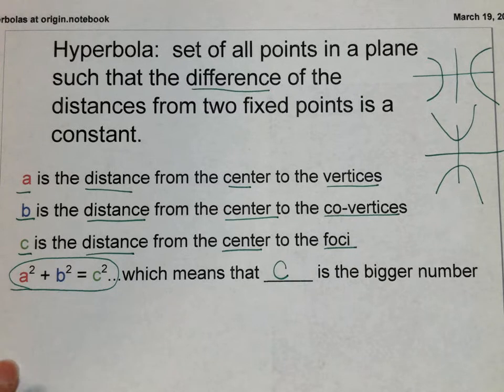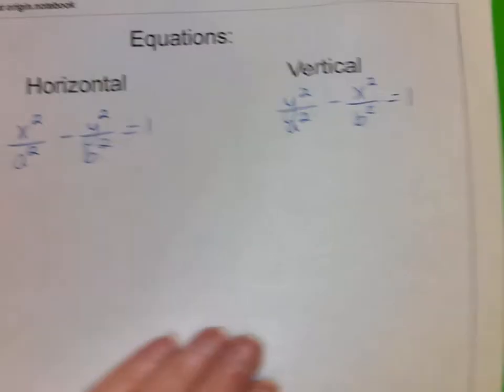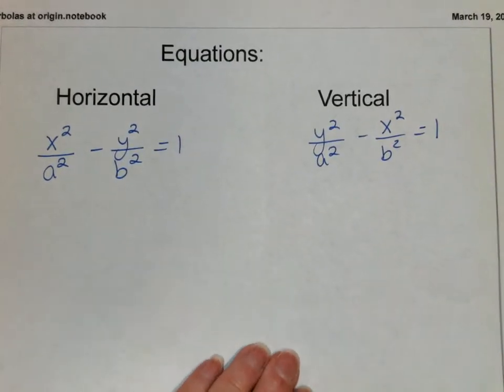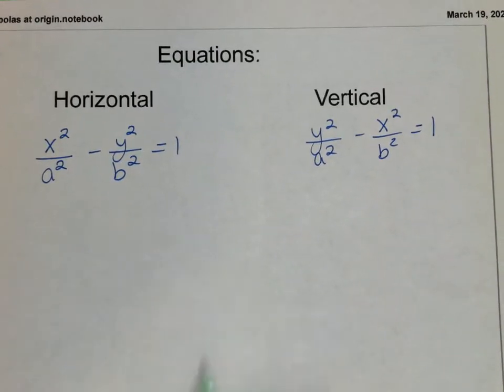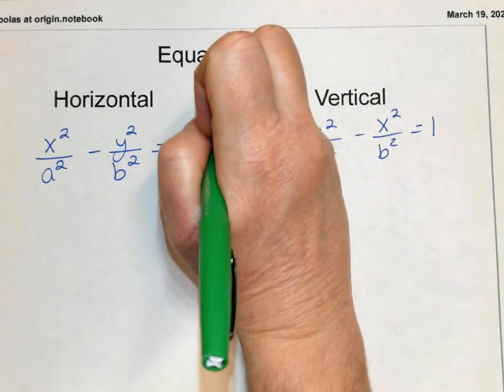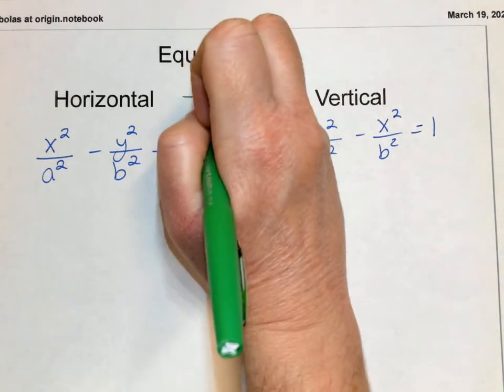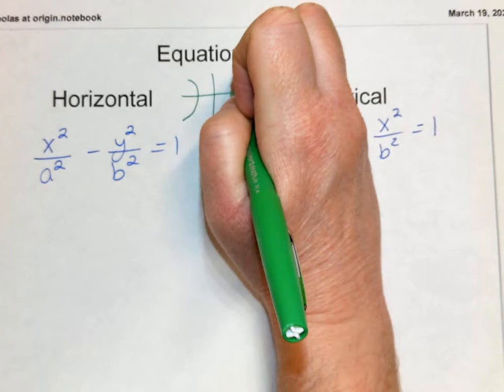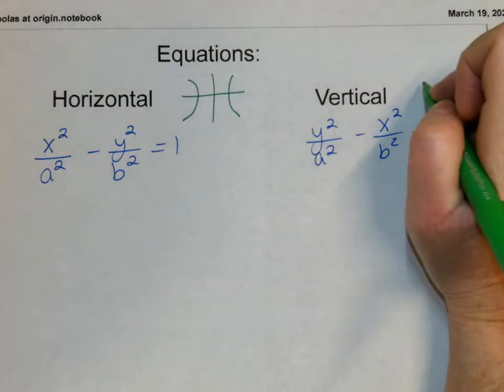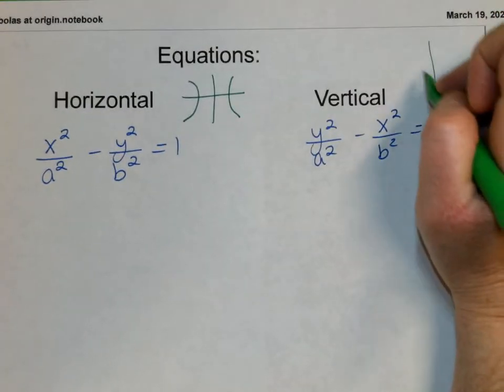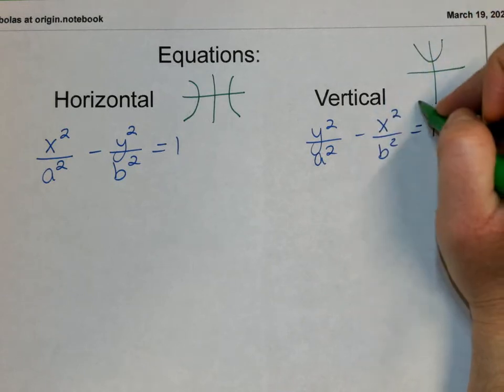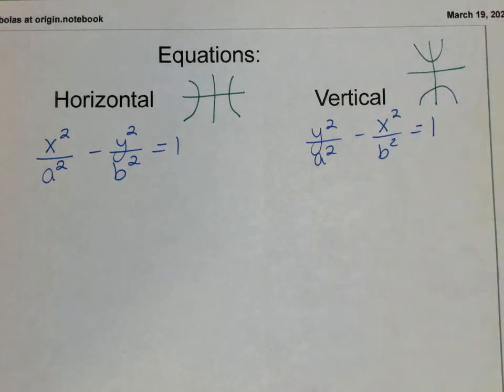Okay, let's take a look at the equations. Remember, distances didn't change. A, B, and C. A is the center to the vertices, B to the co-vertices, and C to the foci. So let's take a look at our equations. If we have a horizontal hyperbola, it would look something like this, and we're going to draw some extra things in here in a minute. Or if we have a vertical hyperbola, it will look like this. It has two branches, a top branch and a bottom branch, or a left and a right branch.